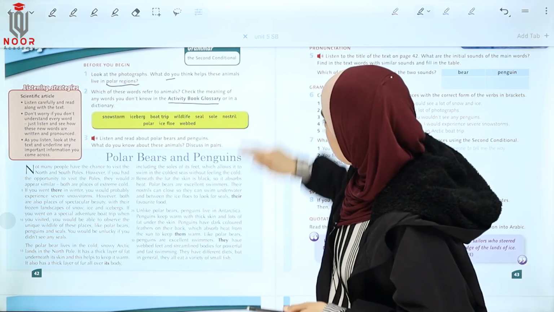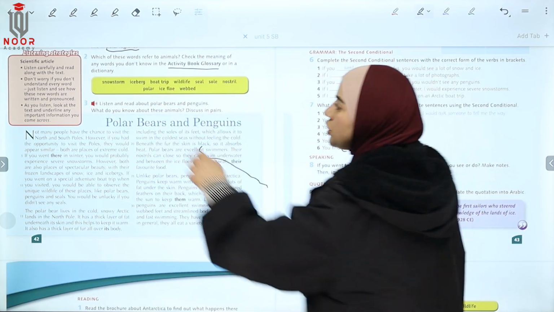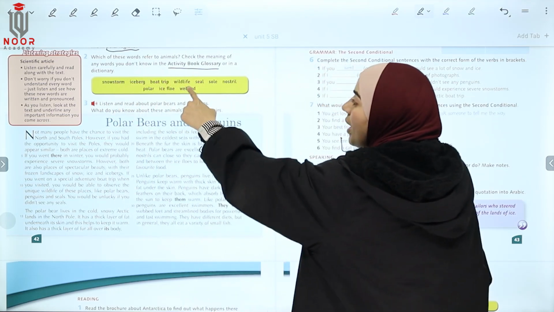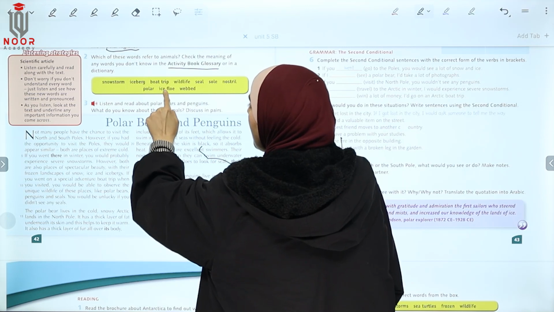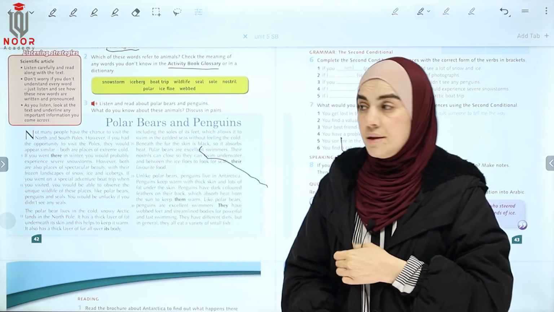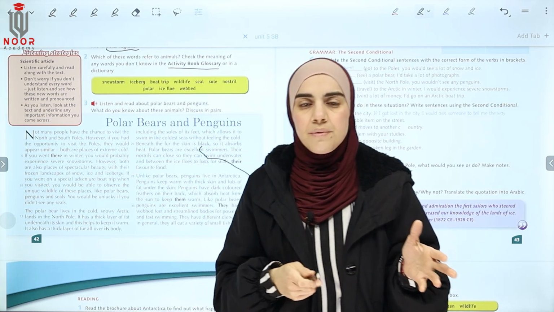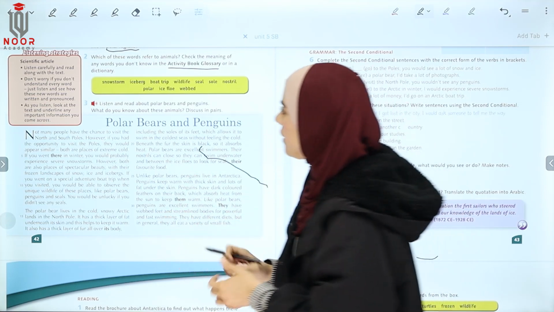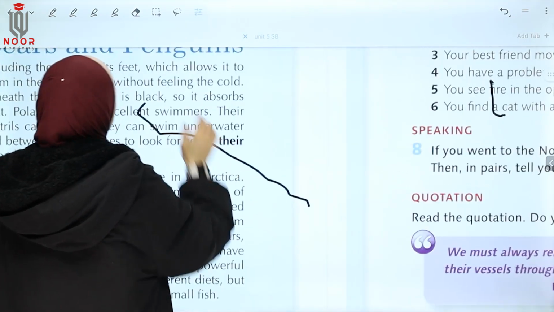Now, as we used to begin with the yellow words here: snowstorm, iceberg, boat trip, wildlife, seal, sole, nostril, polar, ice floe, and whipped. Okay, yes. Now, these words with different parts of speech, we should focus on them, and we will focus on them through our text. خلينا نشوف ليش هاي موجودة هون. Okay.